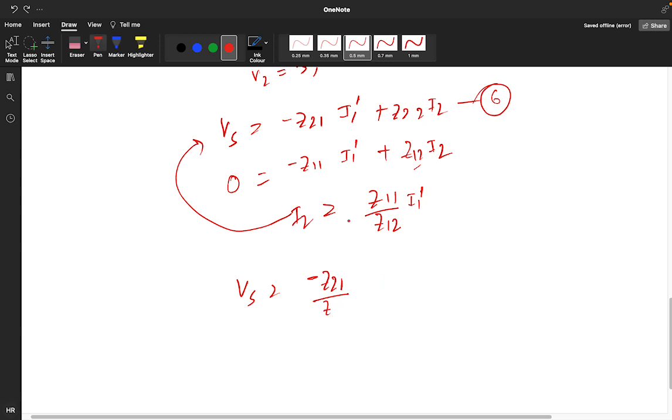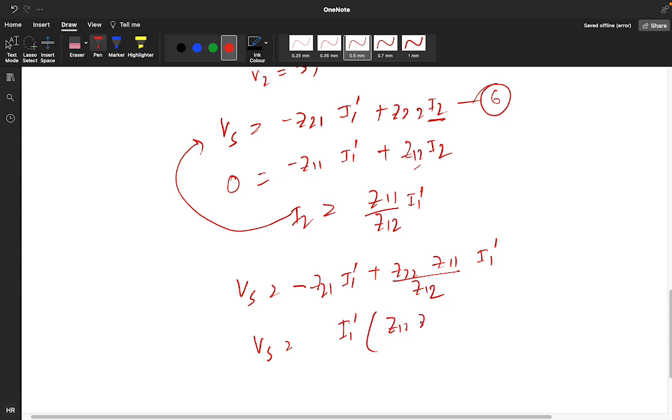Let me correct it. So we have minus Z21 I1 dash, and we are placing the value of I2. I2 we got Z22 into Z11 divided by Z12, and we have I1 dash common. We are taking I1 dash as common. We are getting Z12 into Z21 with a minus, plus Z22 into Z11 divided by Z12.